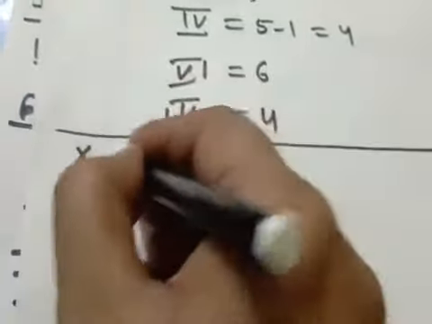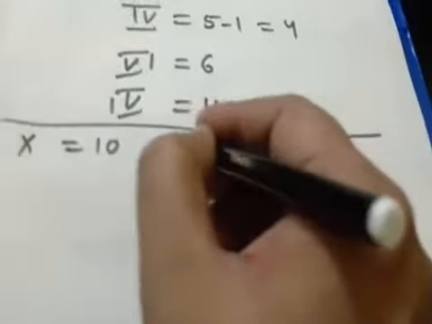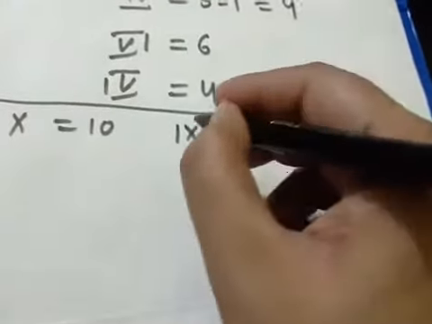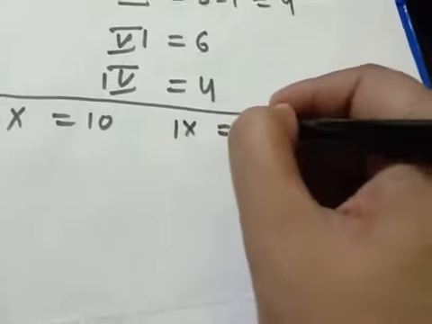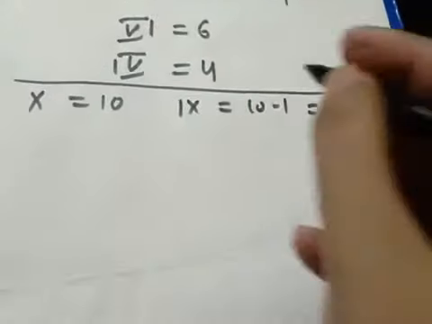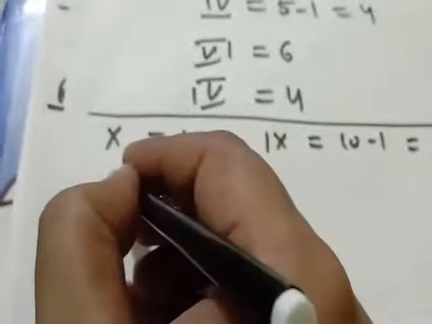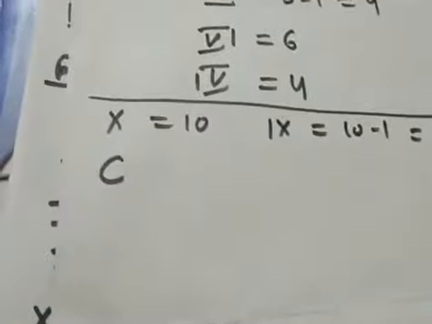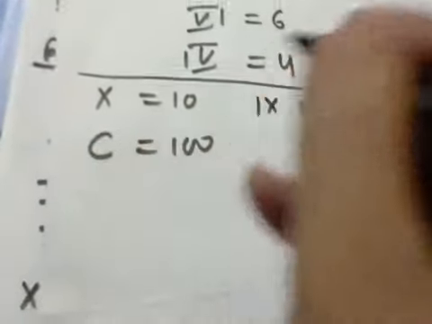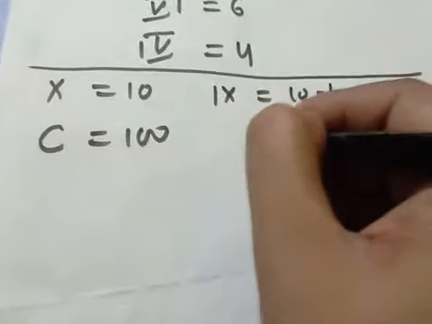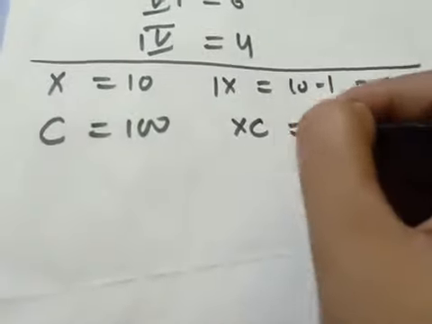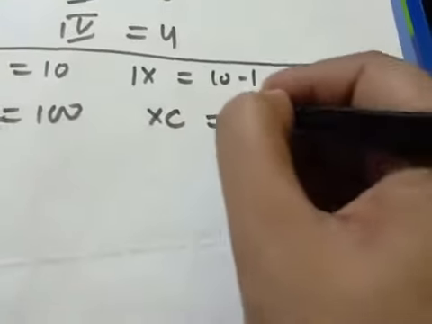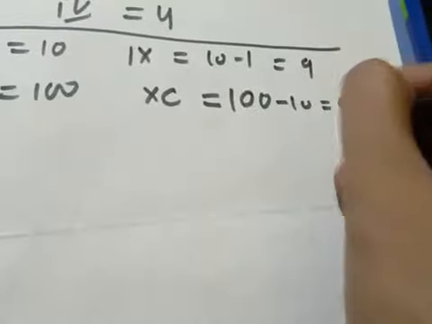Symbol X, value is 10. Now symbol X and the symbol I, what is the value? 10 minus 1 gives 9. And again we are taking C, the value of C is, as you know, 100. Now C and keep the smaller number X here, so it becomes subtracted. 100 minus 10 is equal to 90.